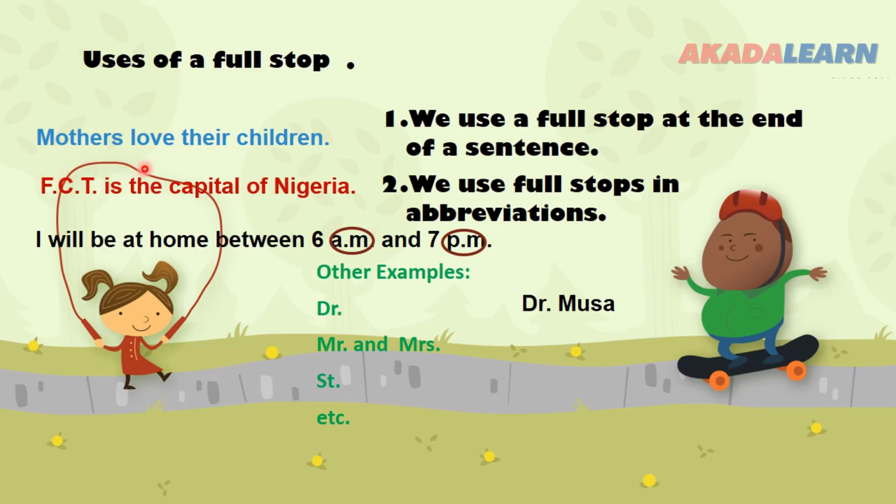FCT is the capital of Nigeria. FCT stands for Federal Capital Territory, which is another name for Abuja. So instead of writing Abuja, you can just say FCT.